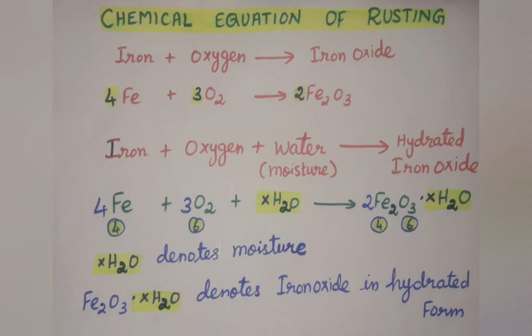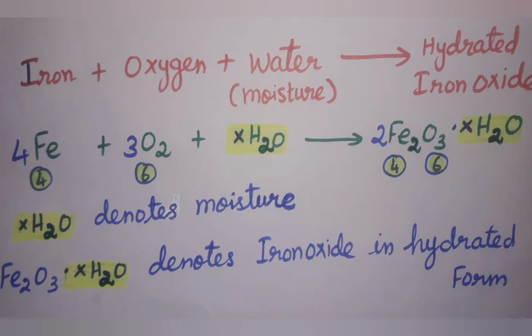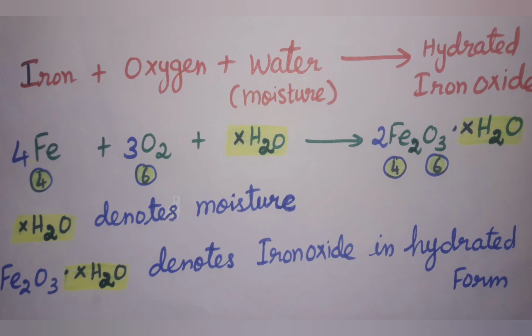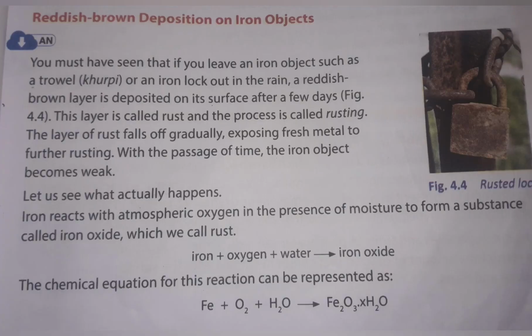Then iron oxide, in the presence of moisture, reacts with water and forms hydrated iron oxide, which we call rust. It is represented as 4Fe plus 3O2 in the presence of xH2O gives 2Fe2O3.xH2O. Here xH2O on the left side denotes moisture and xH2O on the right side denotes iron oxide in hydrated form. Children, in our book, the unbalanced equation is given just to represent the chemical reaction.